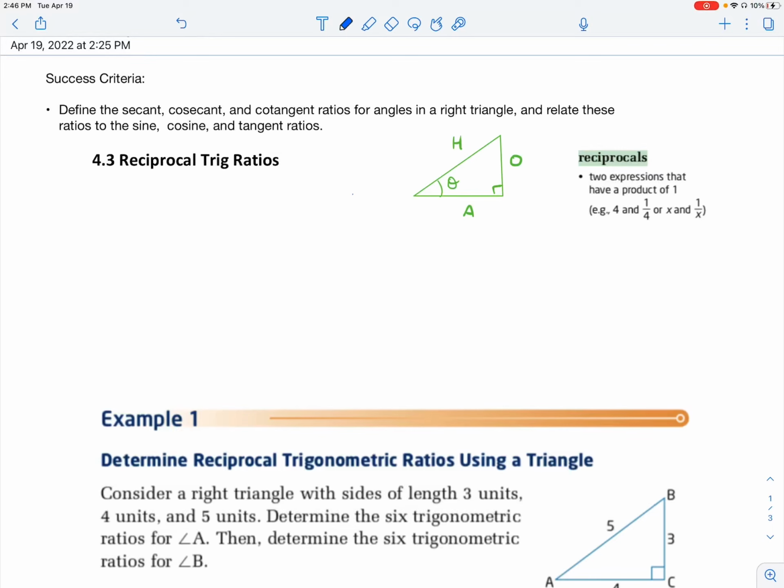Hi, welcome to 4.3 reciprocal trig ratios. In this lesson, we're going to learn three new types of trig ratios. So let's first go over the ones that we know. We call those the primary trig ratios.